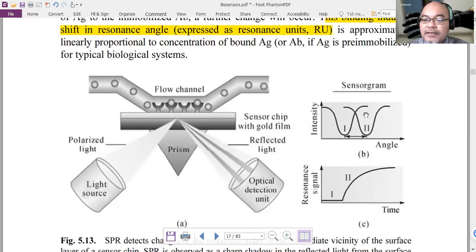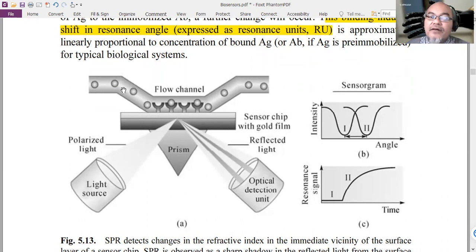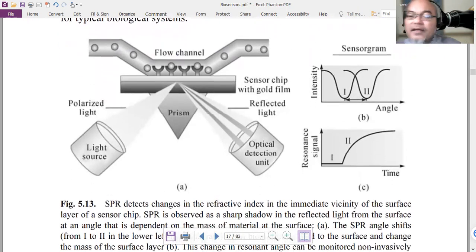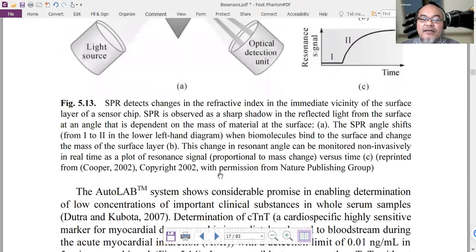So this is the sensorgram. At the beginning, it was absorbed at this angle, but upon binding of the antigen to the antibody, it shifts the curve to this second curve. The shift will be different depending on the concentration of the antigen, and we can plot the shift of resonance units on the y-axis and concentration on the x-axis. Then we have a calibration curve of resonance unit shift as a function of concentration. This is how it works.